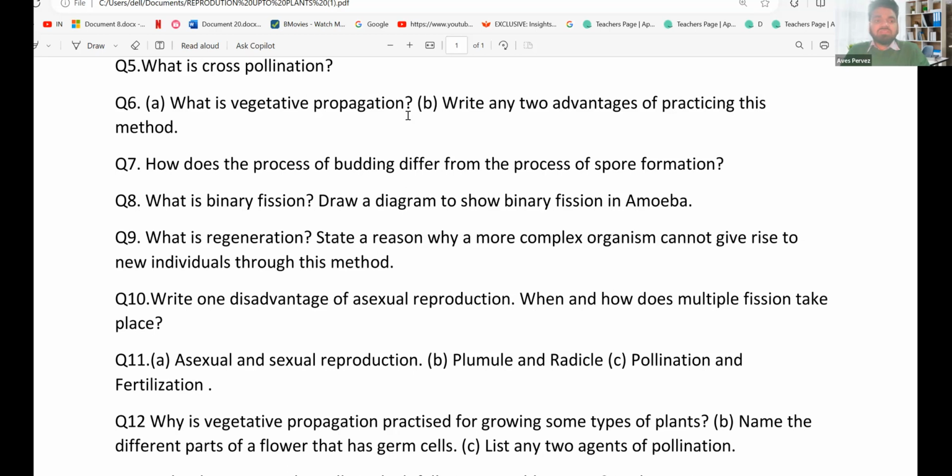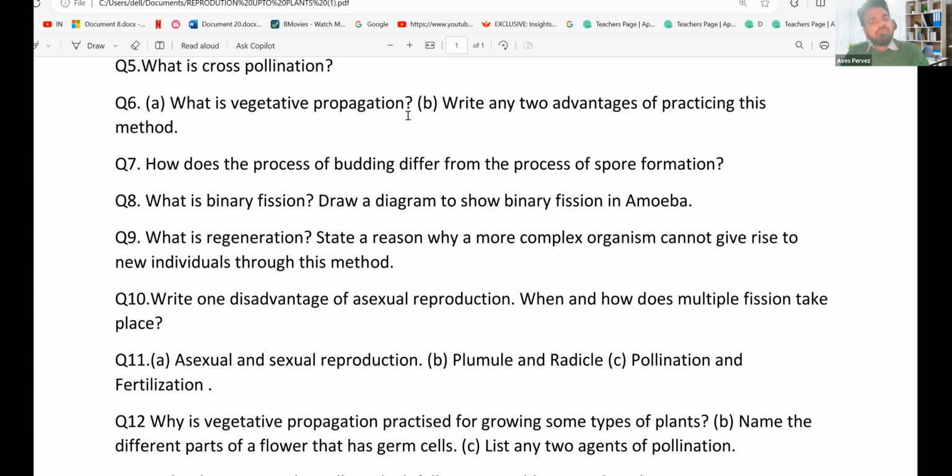Regeneration is not an asexual method of reproduction. Why? Can I say so? No. Okay. No, Madhya. No, sir. Okay, you, Jaslyn.